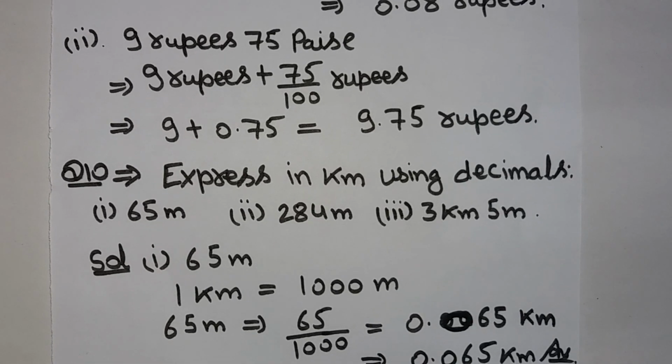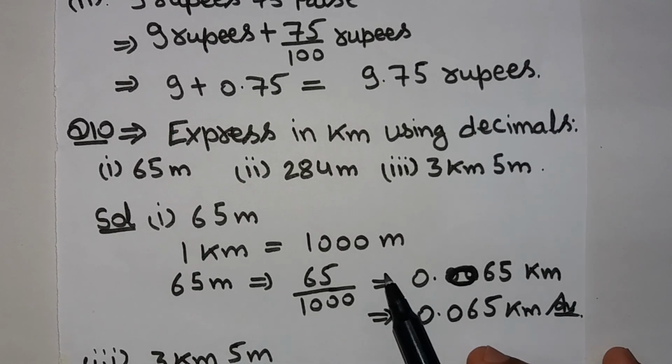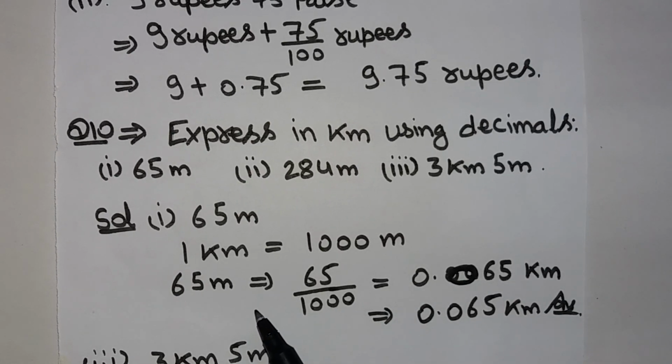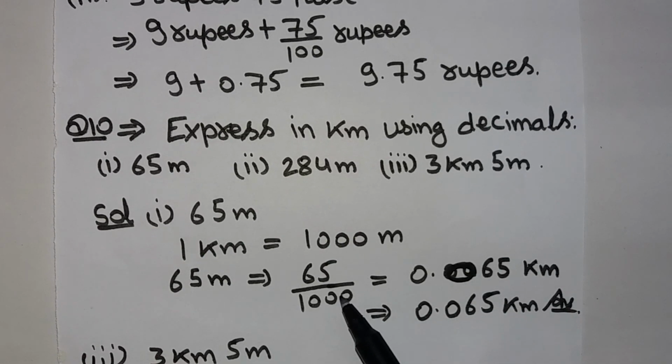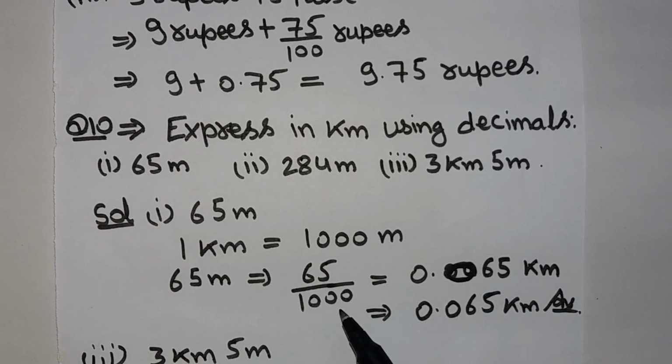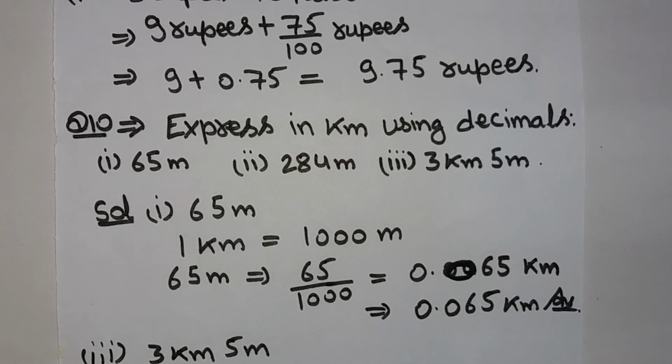After this, see question number 10, express in kilometer using decimal. Here we have to express it into kilometer. The first part is 65 meter. As we know, 1 kilometer equals 1000 meter. So 65 meter equals 65 upon 1000. When we divide 65 by 1000, it will be 0.065 kilometer. That means 0.065 kilometer will be the answer.